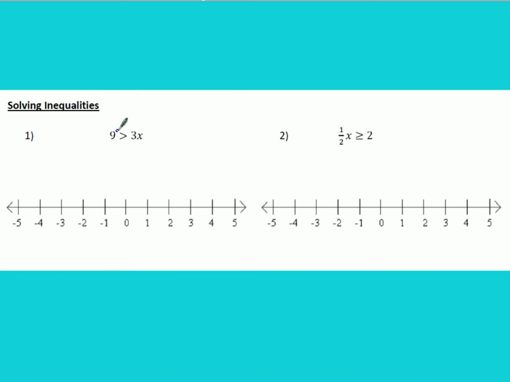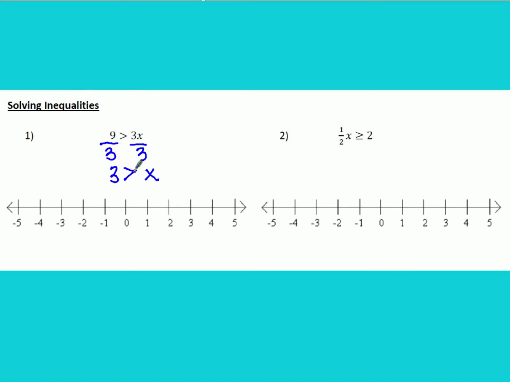So in this example, I have 9 is greater than 3x. So I need to get x by itself here before I can graph my inequality. So we have to think about, okay, well, what's happening to our x? In this case, 3 is being multiplied by x, so we do the opposite, which is dividing by 3. And just like in an equation, whatever you do on one side, you need to do the other. So we're going to divide by 3 on both sides. 9 divided by 3 is 3. This inequality sign is going to come down, and then 3x divided by 3 is just going to get us x. So now we have 3 is greater than x that we need to graph on our number line.